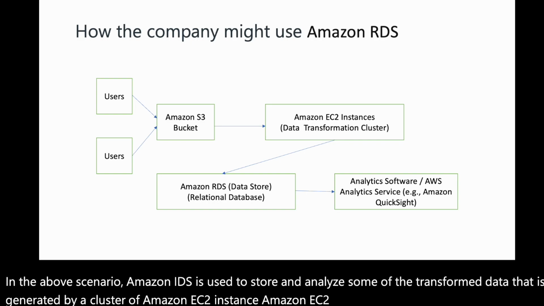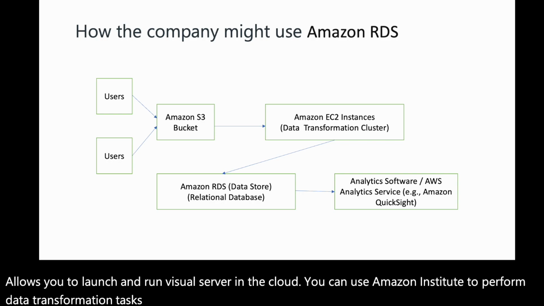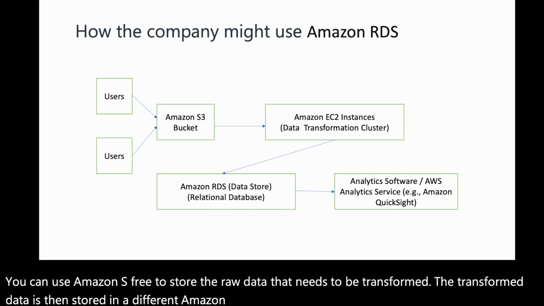Amazon EC2 allows you to launch and run virtual servers in the cloud. You can use Amazon EC2 to perform data transformation tasks such as cleaning and filtering. The original data is uploaded to an Amazon S3 bucket by the users. You can use Amazon S3 to store the raw data that needs to be transformed. The transformed data is then stored in a different Amazon S3 bucket by the Amazon EC2 instances.